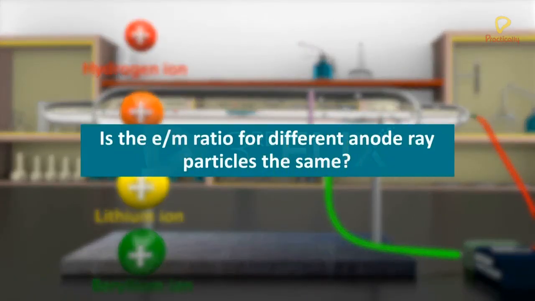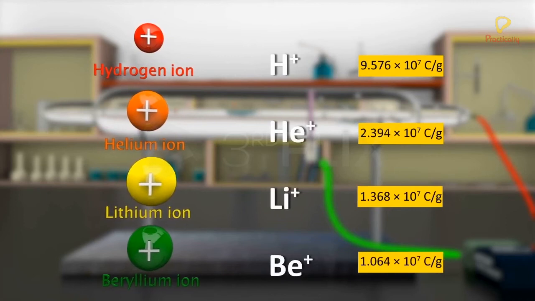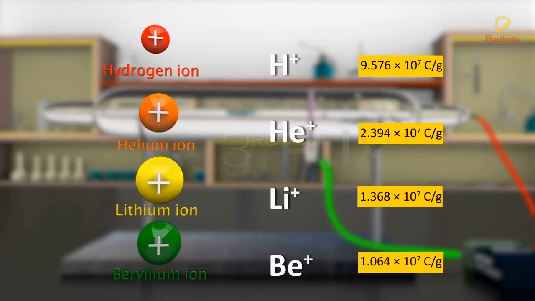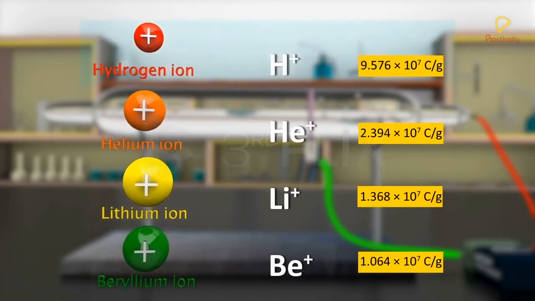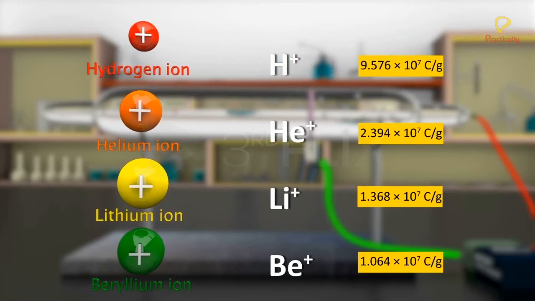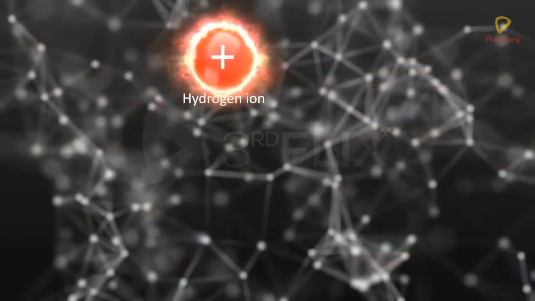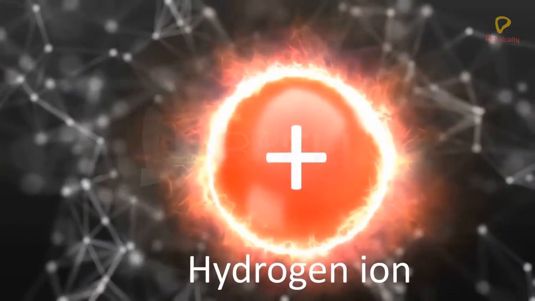Is the e/m ratio for different anode ray particles the same? Let's find out from the following table. It is clear from the table that the charge to mass ratio e/m is different for different ions. It was also found that hydrogen has the highest e/m ratio. Hence, hydrogen gas was found to produce the lightest and smallest positively charged ion.